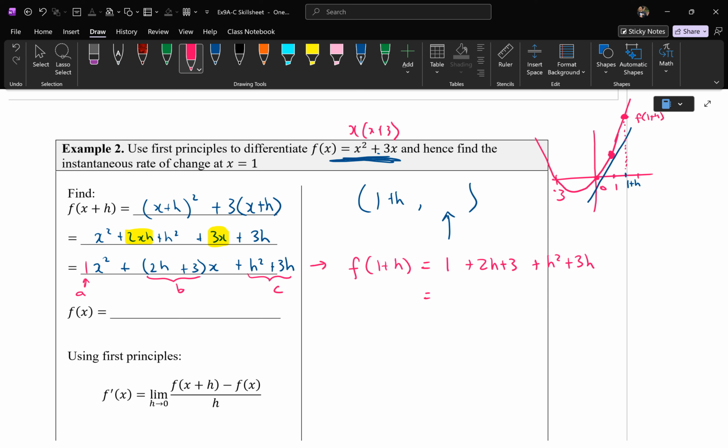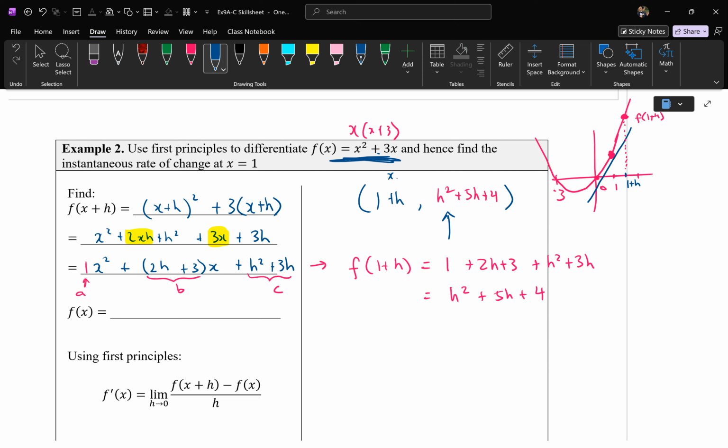This now gives you what? h squared plus 5h plus 4. Okay, like I said, this whole first principles is tedious, but hopefully you can see what I'm doing. All I just did was figure out the y coordinate is h squared plus 5h plus 4.